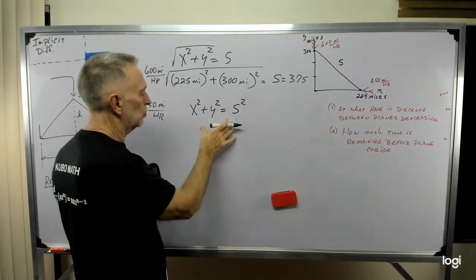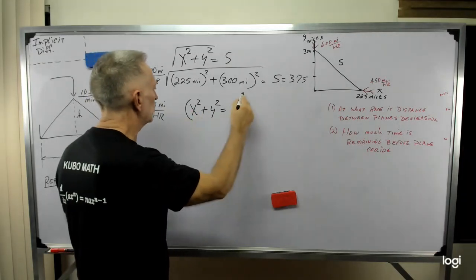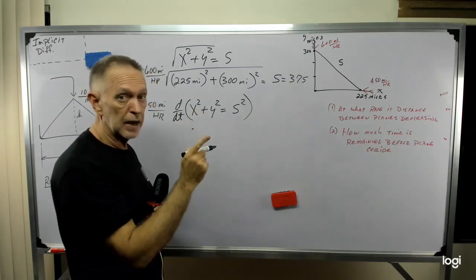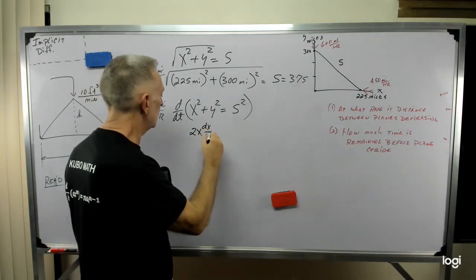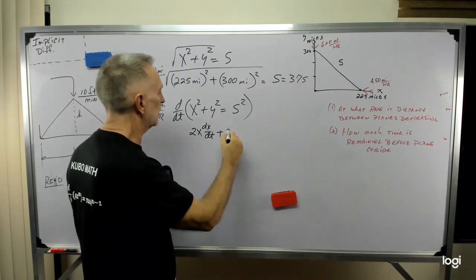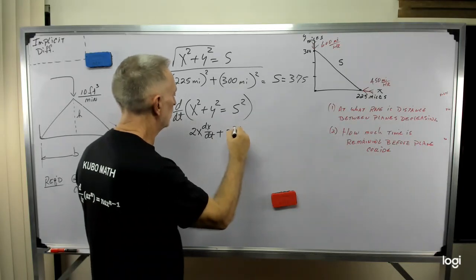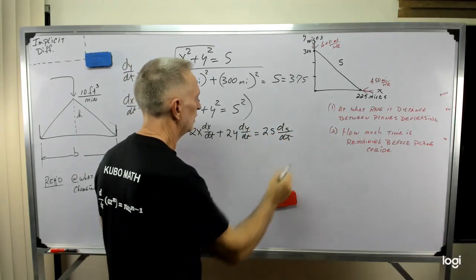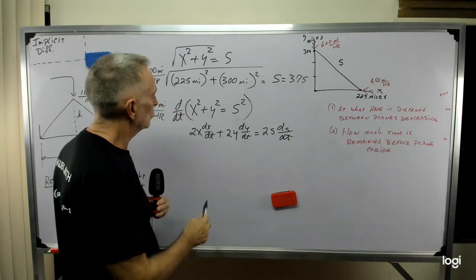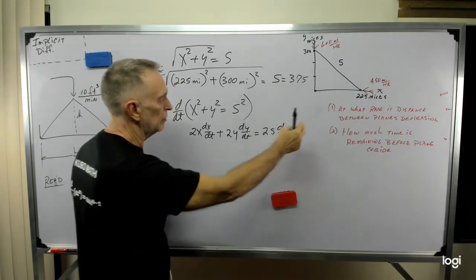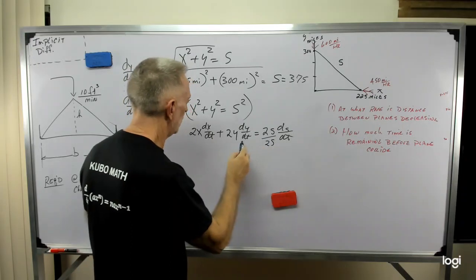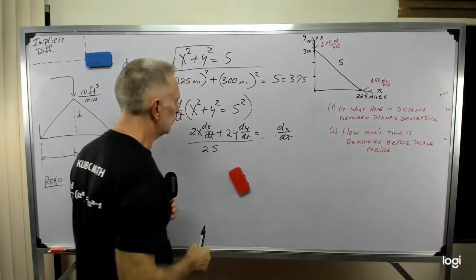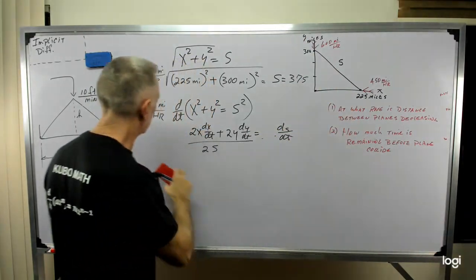So let me say I have x squared plus y squared equals s squared. If I differentiate this with respect to time, the derivative of x squared with respect to time is 2x dx/dt, plus the derivative of y squared, which is 2y dy/dt, and that equals 2s ds/dt. Now, if I want to solve for ds/dt, which is what they're asking, I can just divide by 2s, so that wipes these out. And that would equal ds/dt, the rate of change of the distance between the two planes with respect to time.